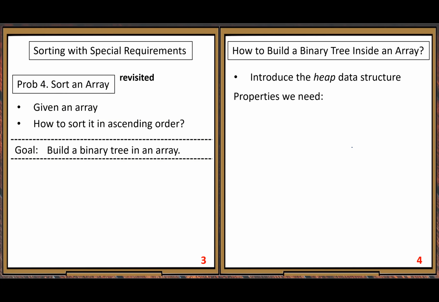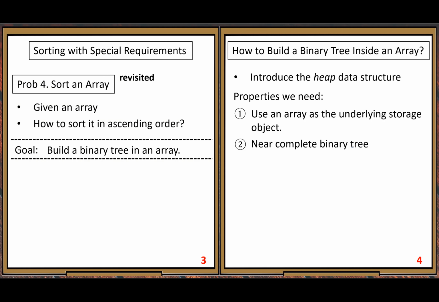Properties we need in this data structure. One, use an array as the underlying storage object. That means it is very simple. We can use a simple way to store our data. Number two, it should be a near complete binary tree.